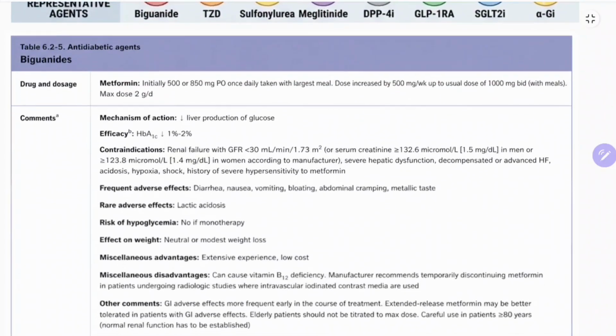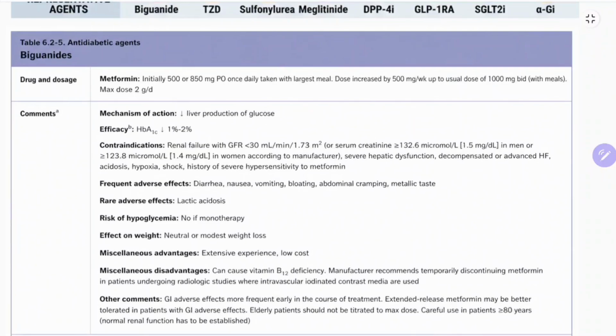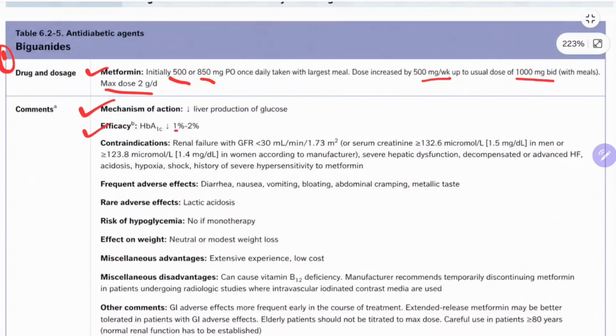Now coming to specific diabetic drug categories. First, biguanides, the first line drugs. Metformin dosage initially is 800 or 850 mg once daily, taken with the largest meal. Dose is increased by 500 mg per week up to the usual dose of 1000 mg twice daily with meals. Maximum dose is 2 grams. Mechanism of action you already know. Efficacy, HbA1c reduction is actually 1 to 2% only by metformin.